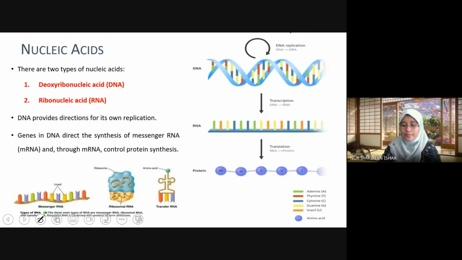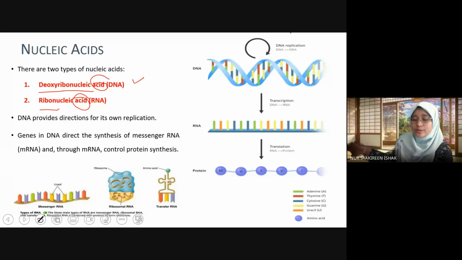Okay, so here we have nucleic acids. There are two types of nucleic acids. We have DNA, deoxyribonucleic acid, and RNA, ribonucleic acid. They are acids because DNA and RNA are negatively charged, and when in aqueous solution, the O will be ionized, releasing hydrogen ions into the surrounding aqueous solution.